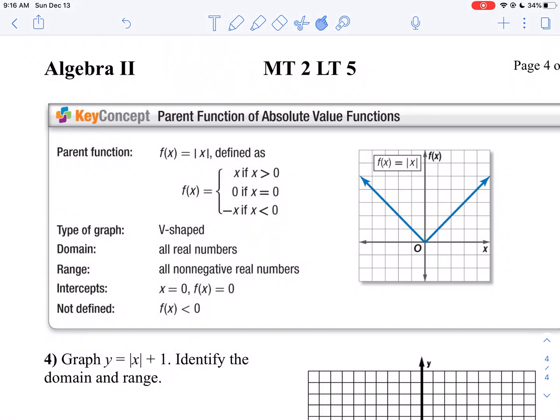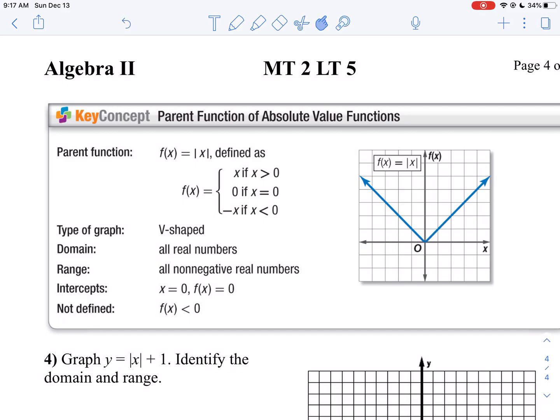An absolute value function is really just a piecewise function. There are three pieces. There's going to be the piece where inside the absolute value equals 0, the piece where inside the absolute value is greater than 0, and a piece where inside the absolute value is less than 0. It's going to be V-shaped. It's going to be symmetric around your vertex, which is at 0.